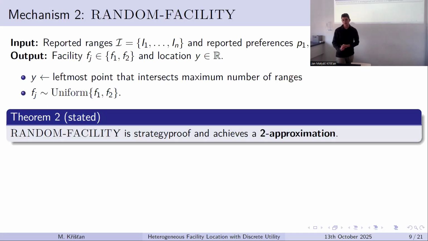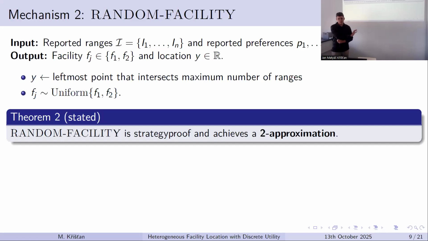So the first, actually the best mechanism that we have for the randomized settings is very simple. One way to make sure that the agents cannot benefit from lying is to just ignore what they say. And the first mechanism does exactly that.